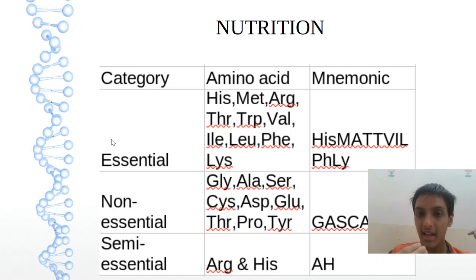Essential will be taken through diet, not made by the body. Exactly opposite is non-essential. Semi-essential will be synthesized in the adults, not in the children.